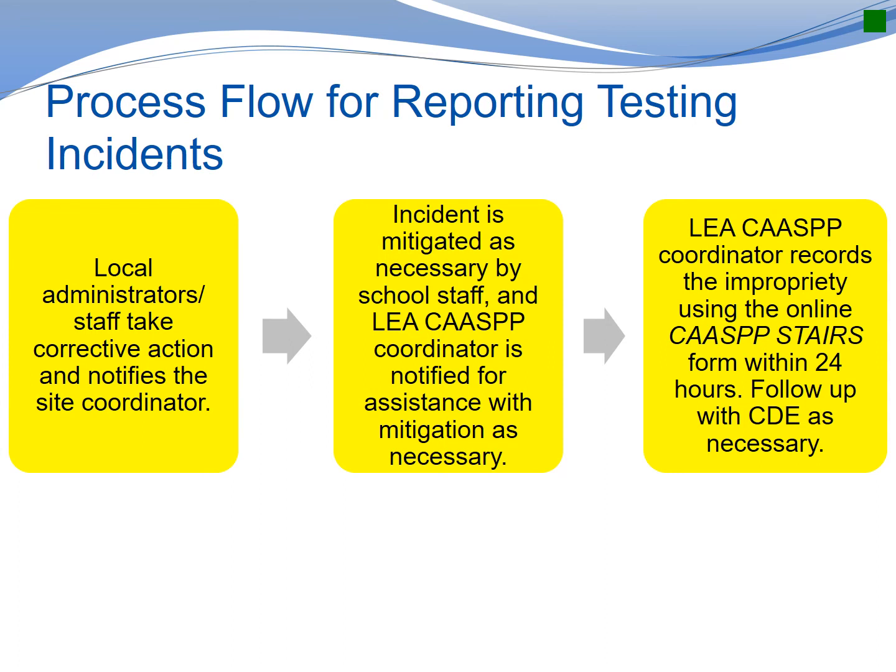The process flow for reporting testing incidents is as follows. Local administrators and staff take corrective action and notify the test site coordinator. The incident is mitigated as necessary by school staff, and the LEA CAASPP coordinator is notified for assistance with mitigation as necessary. The LEA CAASPP coordinator will record the impropriety using the online STAIRS form within 24 hours and follow up with CDE as necessary.